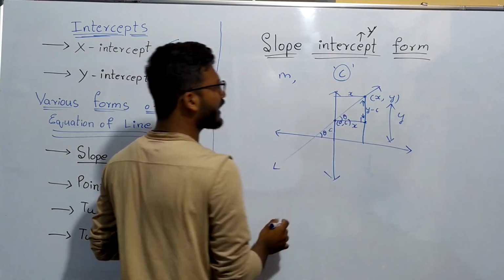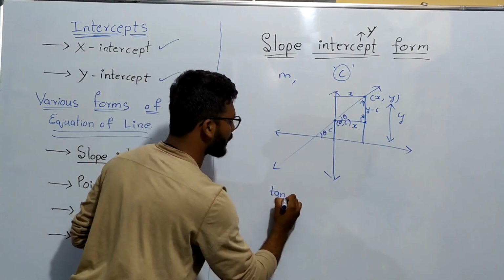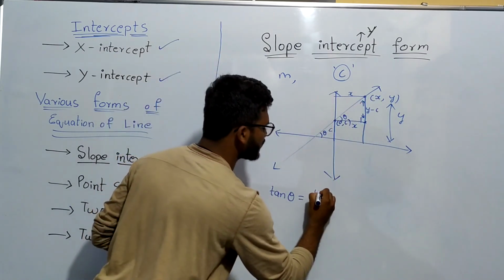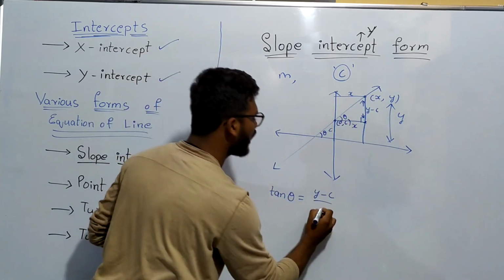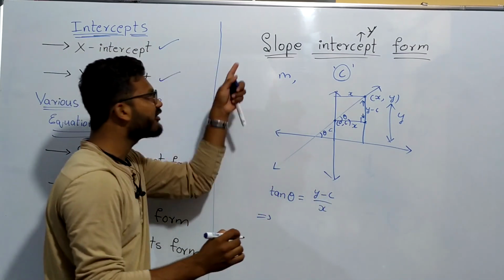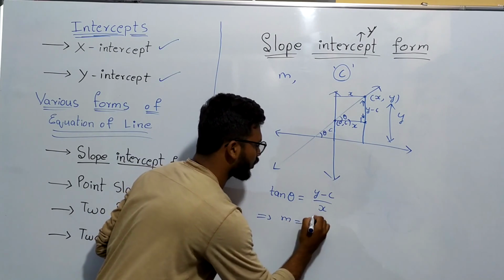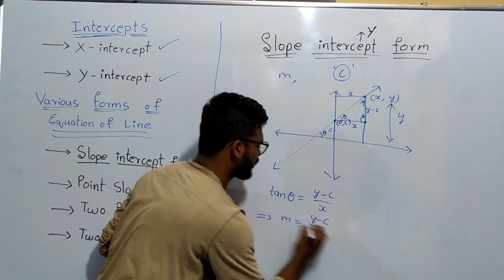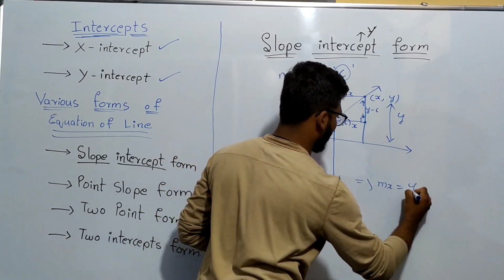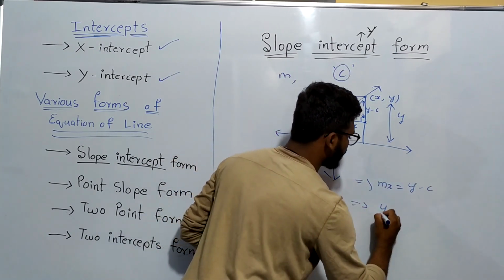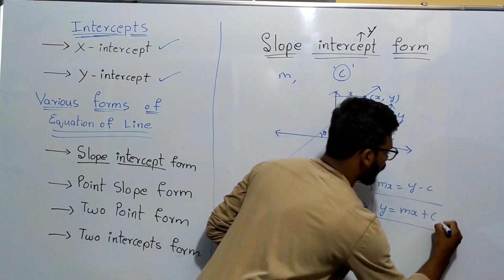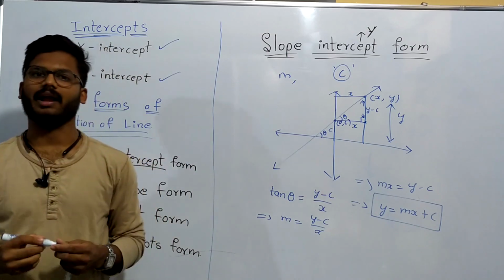Now I know theta. Now if I find slope, what will you get? Tan theta is opposite side by adjacent side. So y minus c is the opposite side and the adjacent side is x. So what will you get? Tan theta is nothing but slope. Already we know slope. So m is equal to y minus c by x. So if we multiply, what will you get? mx is equal to y minus c. So y is equal to mx plus c. This is the slope intercept form of a line.